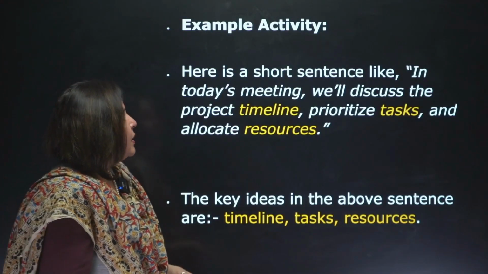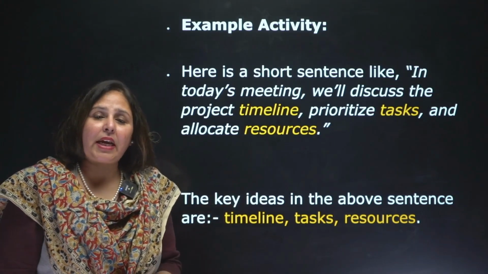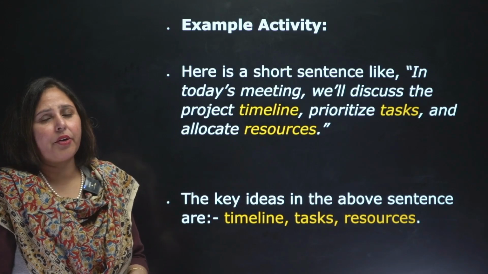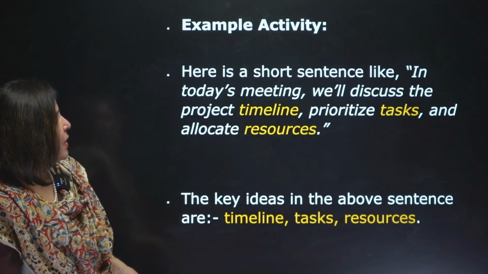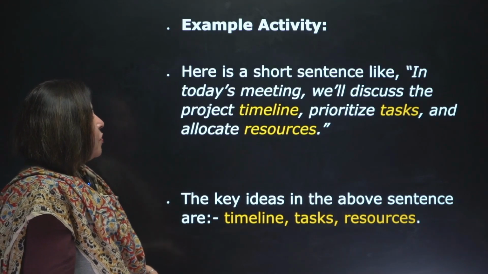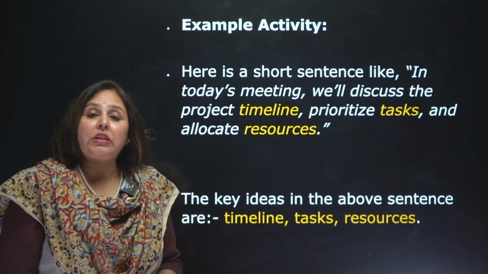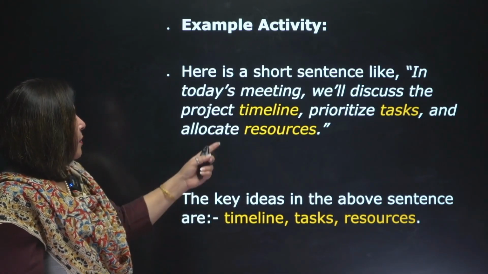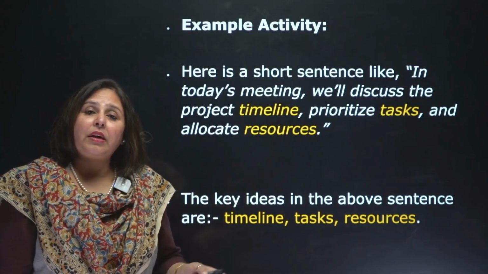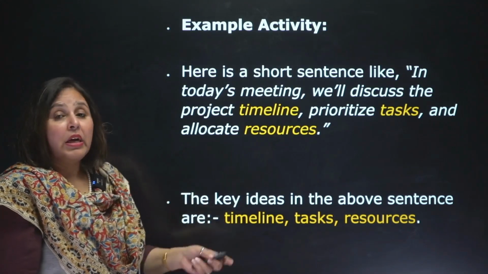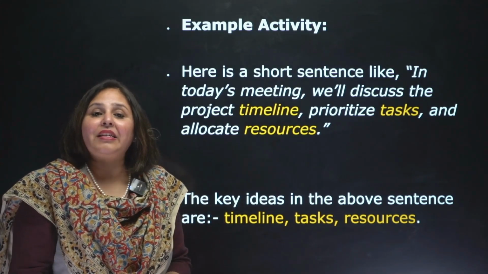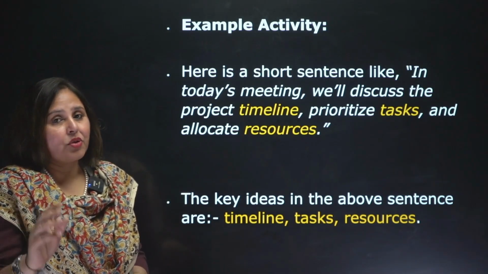Here is another very simple sentence activity I have taken up, which we get to experience in our office scenarios every now and then. In today's meeting, we'll discuss project timeline, prioritize tasks and allocate resources. So what are the important takeaways for me from this sentence? Timeline. If the office colleague who has not attended this meeting asks you, what did the boss say? You can say he discussed that we have a project timeline to stick to. So you could get the gist of the whole message and give it to your colleague.